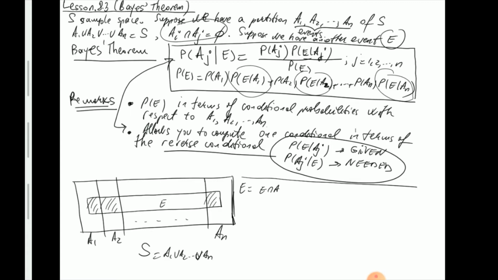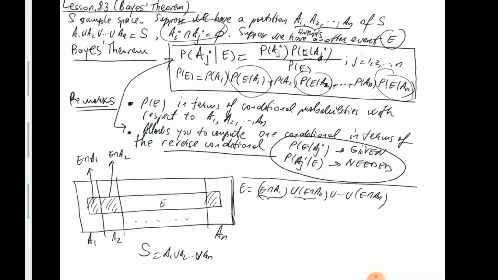The common part with A1, right? So E intersection A1, this is the piece here. The second piece is E intersection A2. And then the last piece is E intersection AN. And these are also mutually exclusive, right?